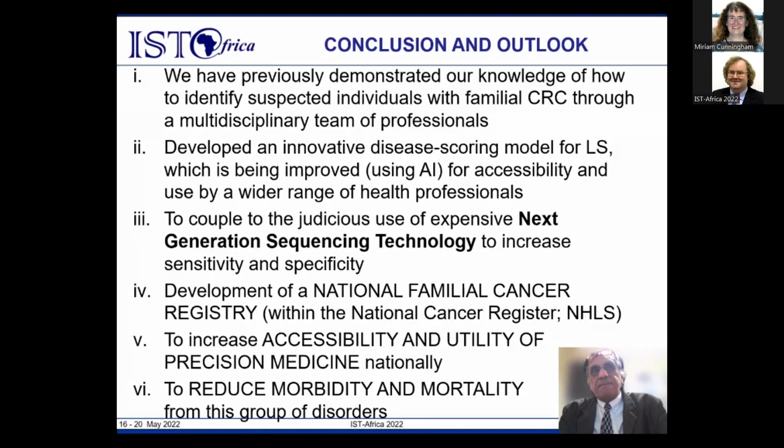And this is coupled to the development of a National Familial Cancer Registry within the National Cancer Register, which is currently housed in the National Health Laboratory Service. And this will provide increased accessibility and utility of precision medicine in this era of big data. And ultimately, what we hope to prove with this kind of work is that we would have reduced morbidity and mortality from this group of disorders.